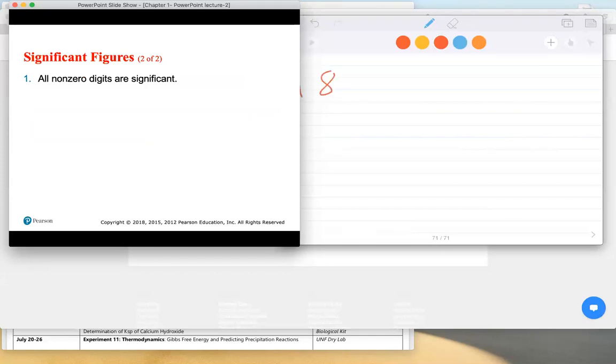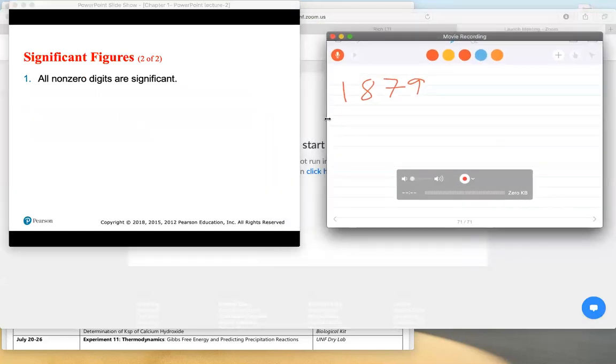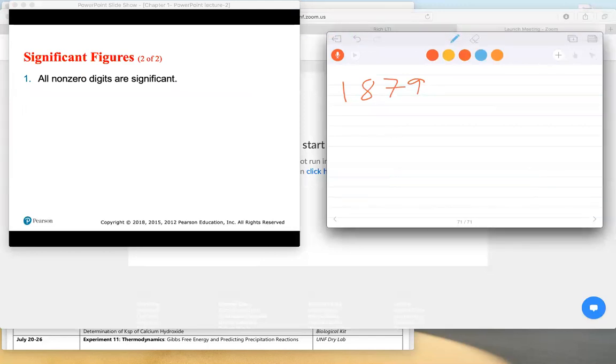1, 8, 7, 7, 9. I'm just picking a number right here, okay? This is a number with all non-zeros. You count significant digits from left to right: 1, 2, 3, 4. So this has 4 significant digits, significant figures. All non-zero digits do count as significant digits.